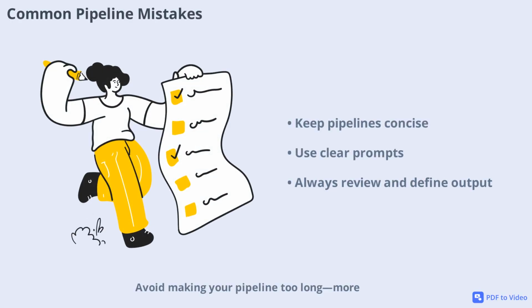Avoid making your pipeline too long. More steps don't always mean better results. Start with 5 core stages: input, analysis, generation, evaluation, and packaging. Using vague prompts weakens the pipeline as each step's strength affects the next. Skipping review leads to average work, so always include quality control. Not defining the final output before building the pipeline can cause confusion. Know the format you need. Finally, save your workflow as a reusable template to maximize leverage. These tips help you build strong, efficient pipelines that turn AI into a repeatable professional workflow.